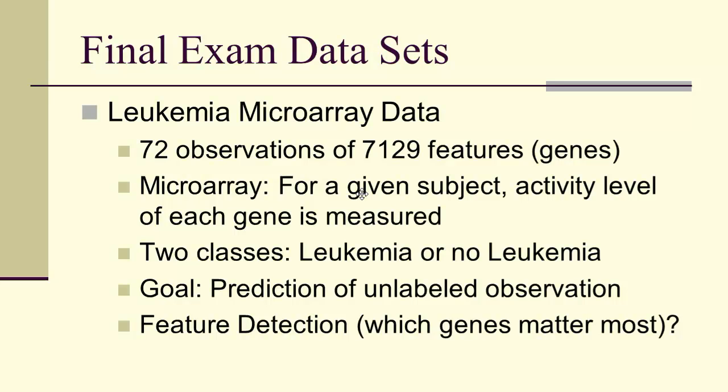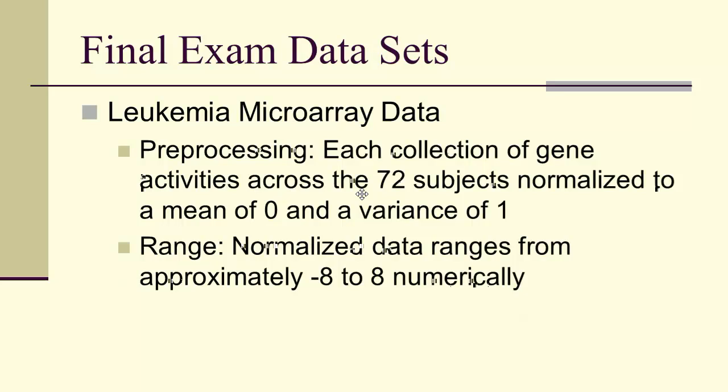And the goal is to predict an unlabeled observation. But there's also another goal, and that's feature detection. In other words, once you have a good classifier, then you can ask the question, which genes were most important in training this classifier? And that might tell you which genes are most relevant to causing leukemia.